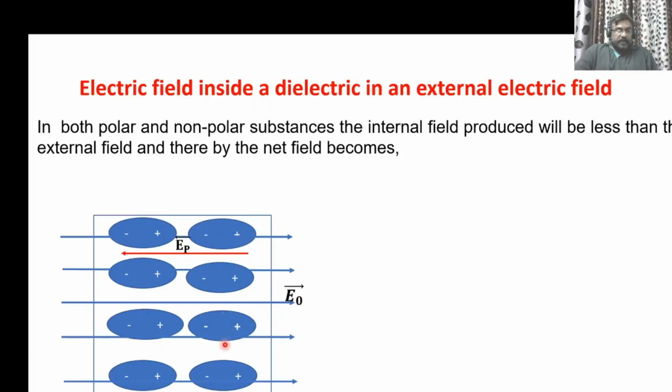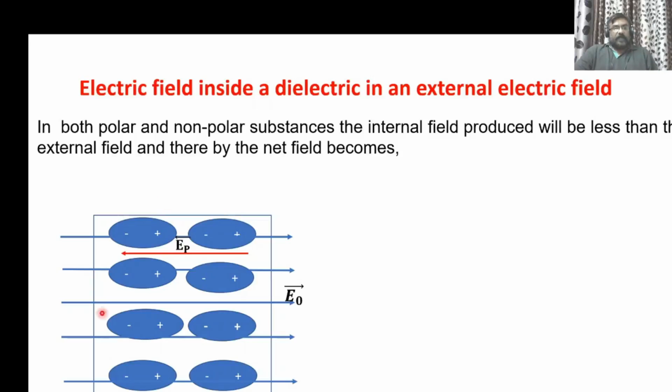So at this end we have positive charges located here. At the same time we have negative charges located at the other end. So this end of the dielectric slab will be at a positive potential, and this end will be at a negative potential. Because of these positive and negative charges, another electric field is set up inside the dielectric, which is denoted as EP, the electric field formed due to polarization. And this electric field will be opposite to the direction of the applied electric field.